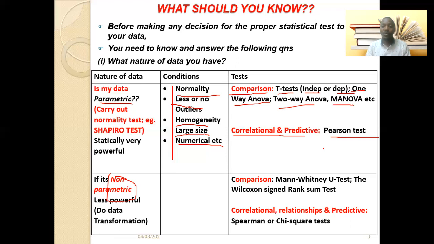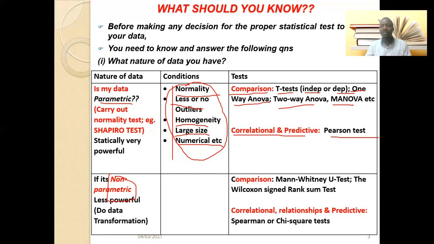And the vice versa is true. When your data are not parametric in nature, that is, they violate these assumptions of normality, homogeneity, heteroscedasticity, and so on, therefore, meaning you are going to use a so-called non-parametric test.